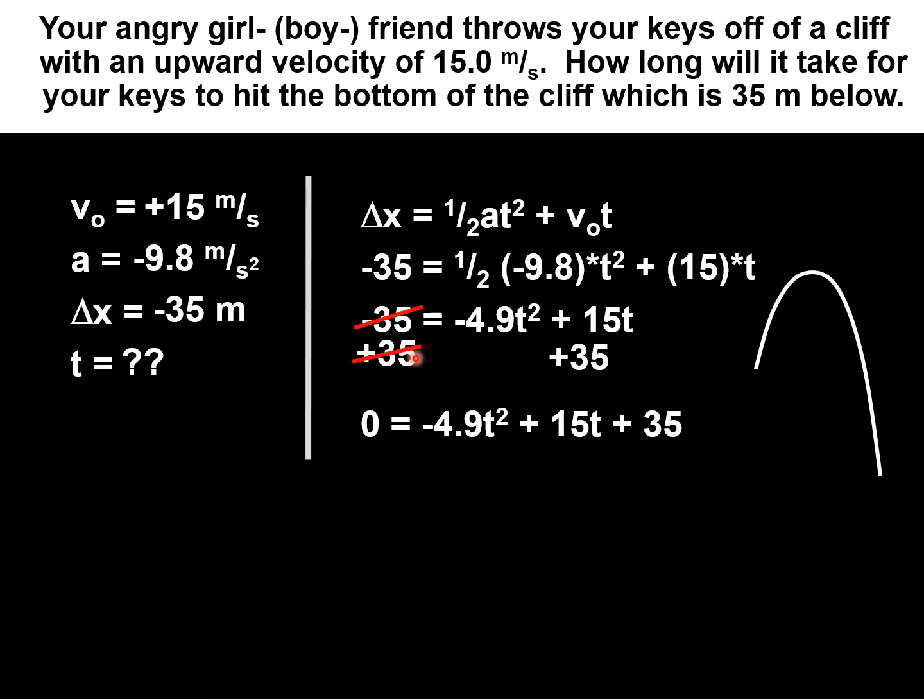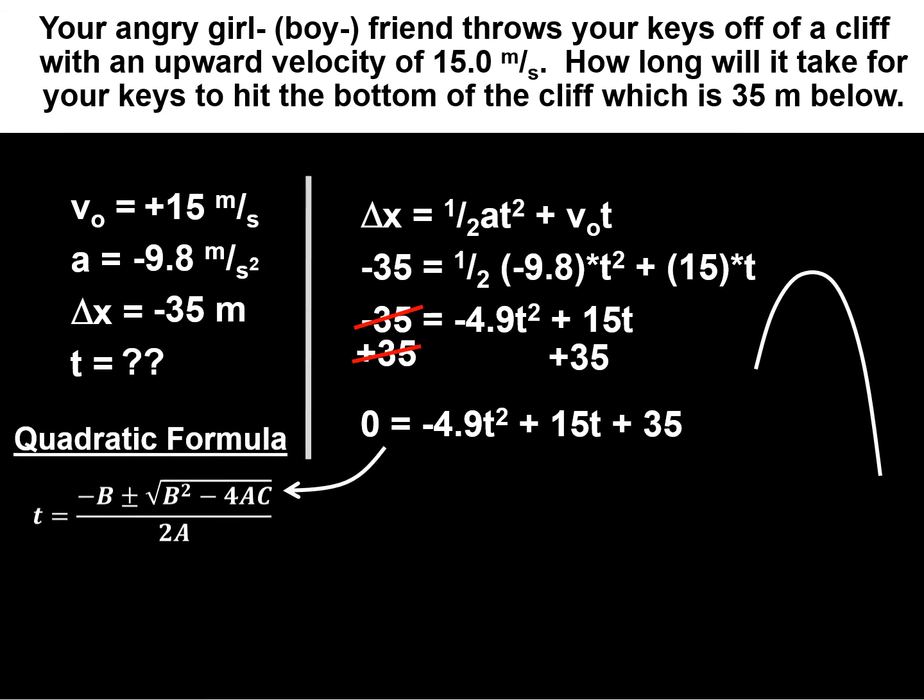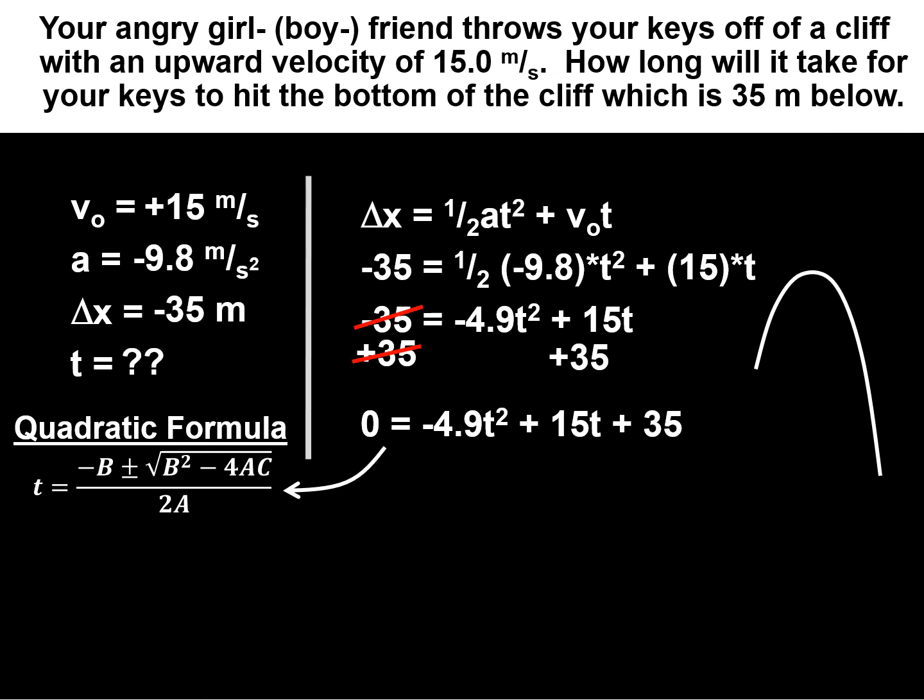So here we have our equation. 0 equals some term times our variable squared plus another term times our variable plus another term. This kind of looks like a quadratic equation. 0 equals ax squared plus bx plus c. So we're going to use the quadratic formula in order to figure out what the time is.